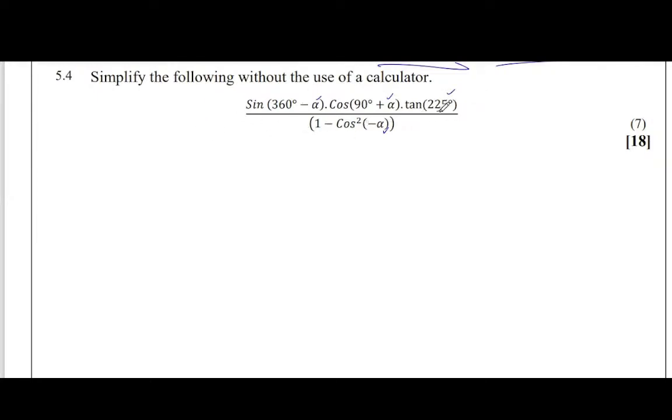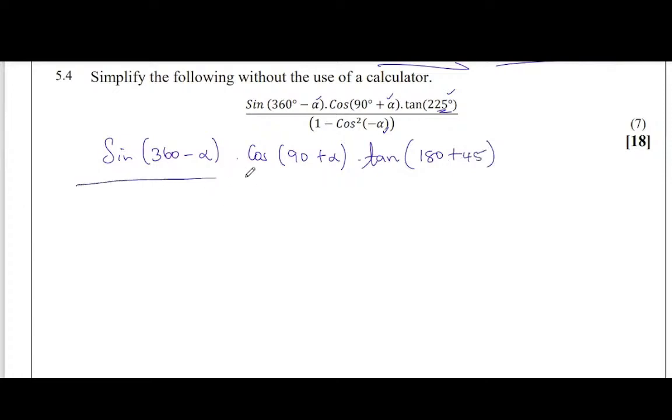I'm just going to expand this. So that is a sine 360 minus alpha times the cos of 90 plus alpha. And then I know that 225 is in quadrant number 3, which is 180 plus 45. And then I'm dividing this. I know that it's going to be 1 minus the cos squared of negative. Oh, it's okay, I can put this in brackets. Then let me reduce in the next step.